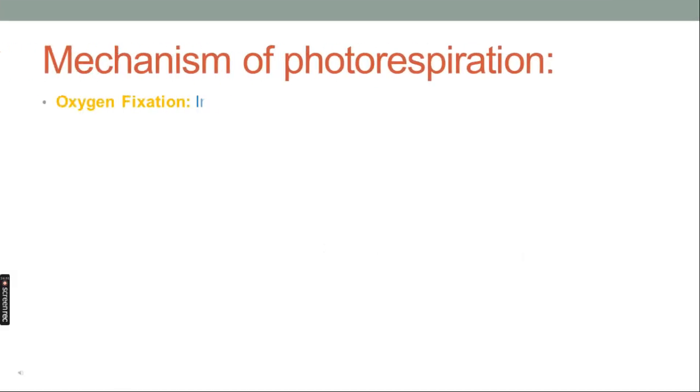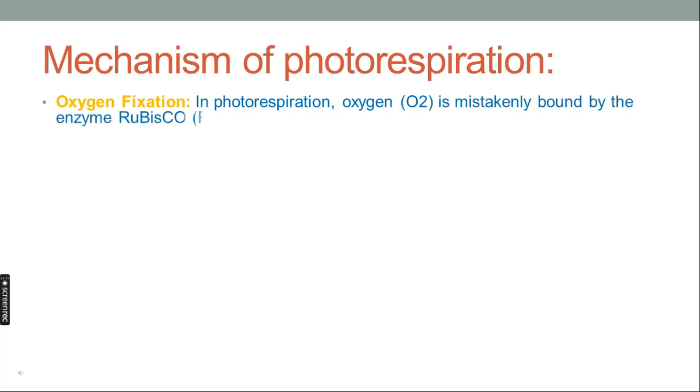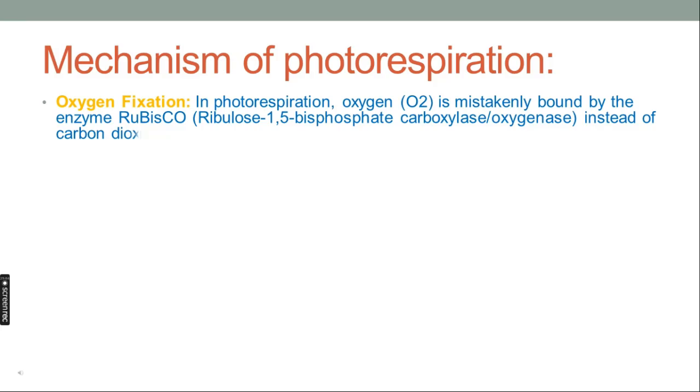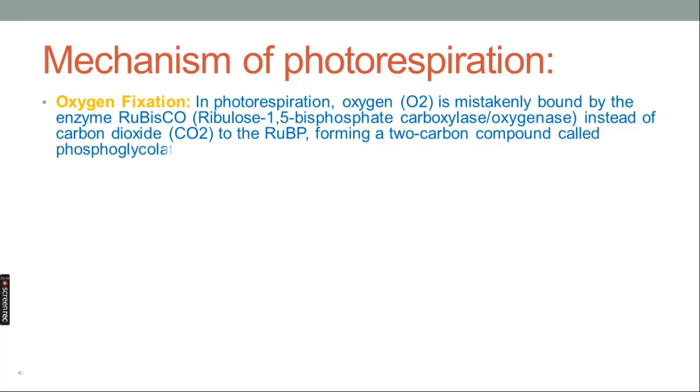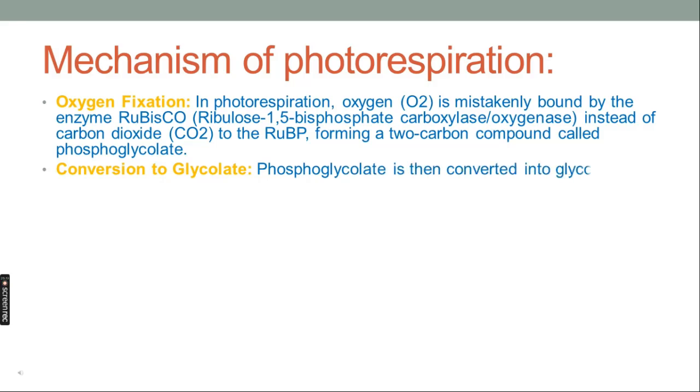Mechanism of photorespiration. 1. Oxygen fixation. In photorespiration, oxygen, O2, is mistakenly bound by the enzyme rubisco, ribulose 1,5-bisphosphate carboxylase oxygenase, instead of carbon dioxide, CO2, to the RuBP, forming a 2-carbon compound called phosphoglycolate. 2. Conversion to glycolate. Phosphoglycolate is then converted into glycolate in the chloroplast.